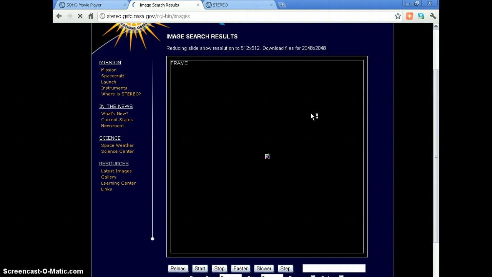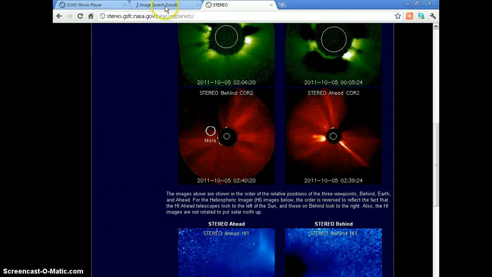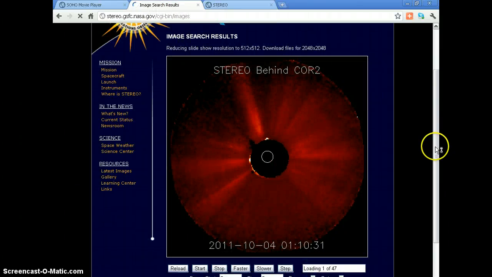A lot of activity today, a lot of activity around the sun. The sun had a couple of different explosions. Obviously what the last video dealt with was back on October 1 and 2, a couple of days ago, and this is STEREO Behind COR2, and we know that Mars, because of this, is labeled for us as over in this area. So let's have a look. This is 47 images. It'll take a little bit of time to just load up there.